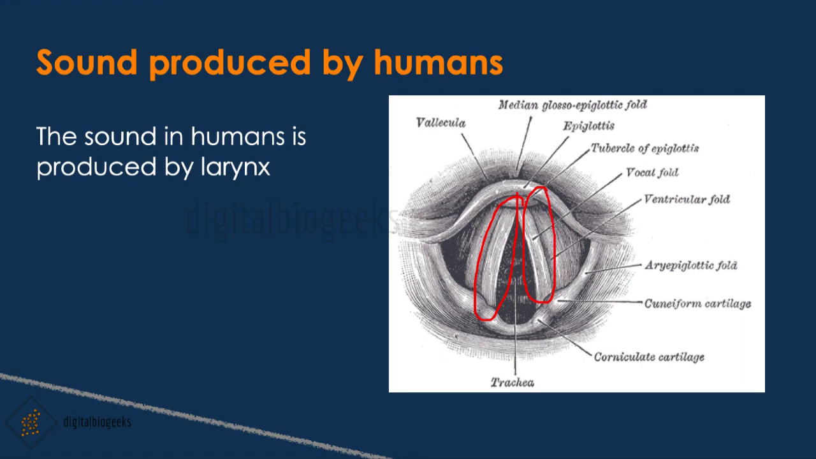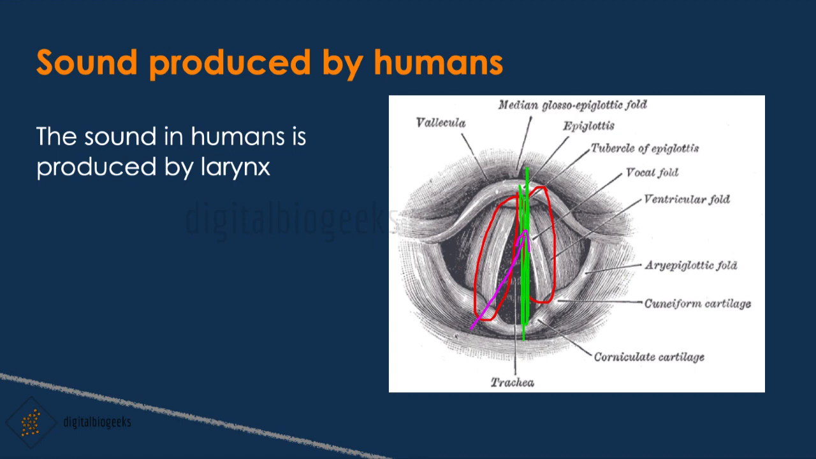When we are silent, these vocal cords are relaxed and they are separated, so air can pass through without making any sound. But when we speak, these vocal cords come close to each other and get stretched. Because of this, only a narrow space is there for the air to pass through. When air passes through this narrow slit, it vibrates the vocal cords. Due to this vibration, the sound is produced.